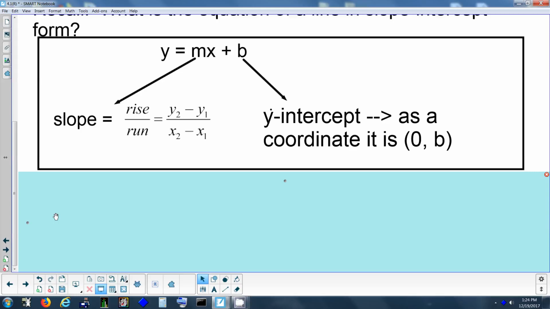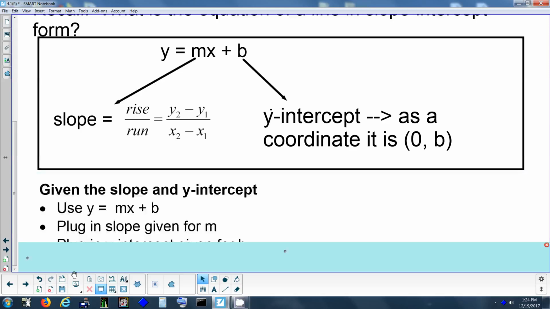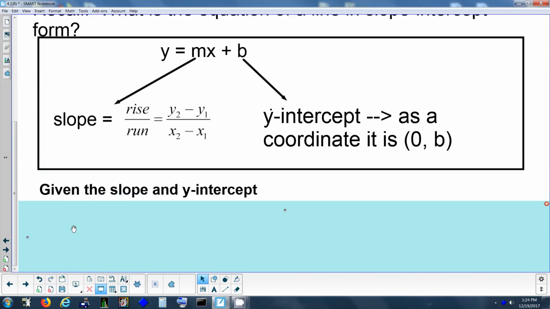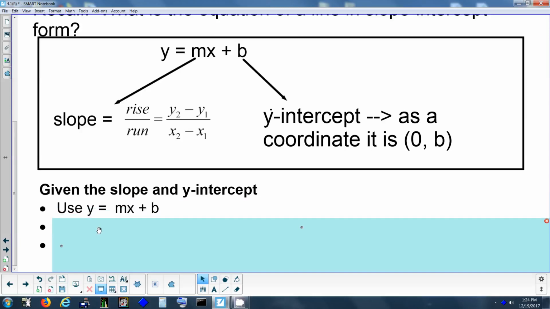Next we got on here. So, like we talked about first, the first way we're going to use slope-intercept form is we're going to tell you what the slope and y-intercept is, and you have to write it in slope-intercept form. Everything we do today, we're going to use y equals mx plus b. You already have that written on your notes anyways.